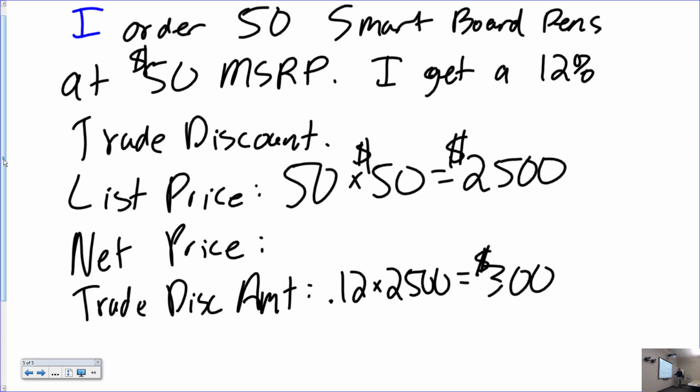Again, what does that $300 represent? Loss? Profit? Cost? No, you were right first. Profit. The profit on the sale of the pens once I have sold all of them. Because technically, how much am I going to pay for these 50 pens? $2,200, right?